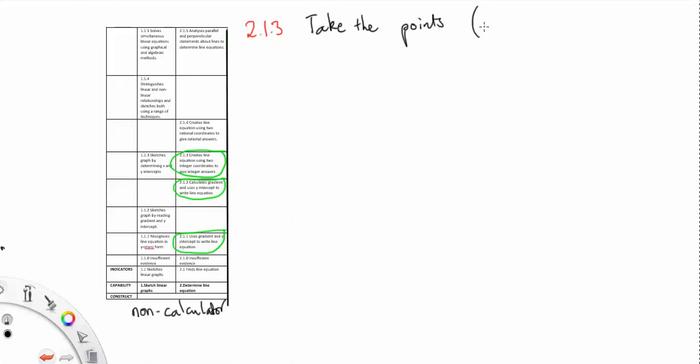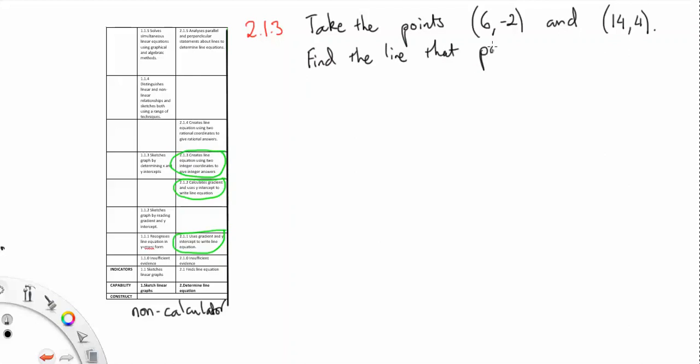Let's say we have 6, -2 and 14, 4. Find the line that passes through them. So once again, this is all about our line equation. It's all about y equals mx plus c. But we've got a bit more work to do. The first thing to do is write the gradient formula. M is y2 minus y1 over x2 minus x1.